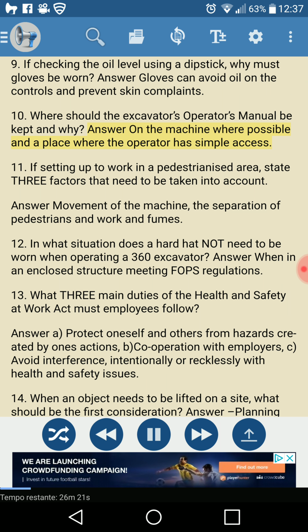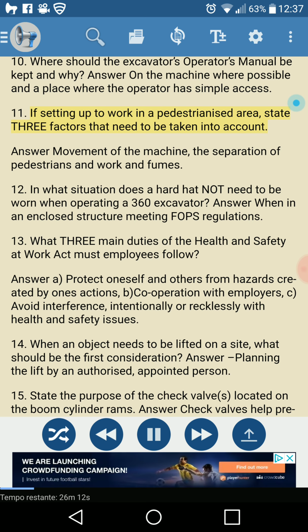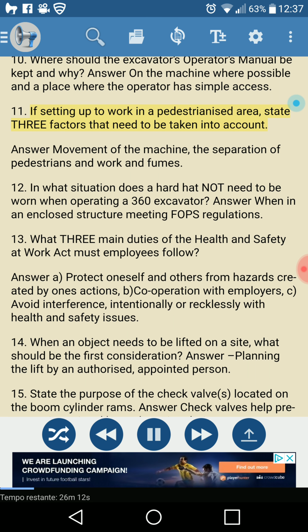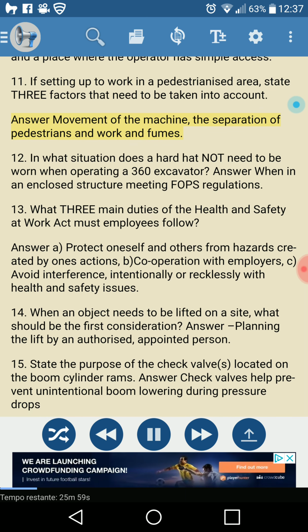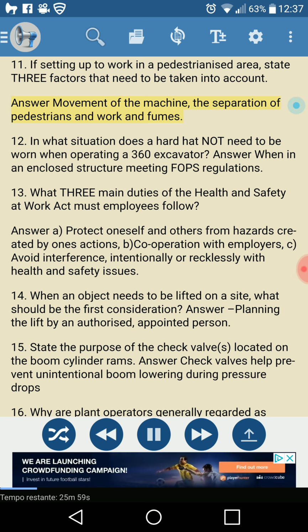11. If setting up to work in a pedestrianized area, state 3 factors that need to be taken into account. Answer: movement of the machine, the separation of pedestrians and working fumes.